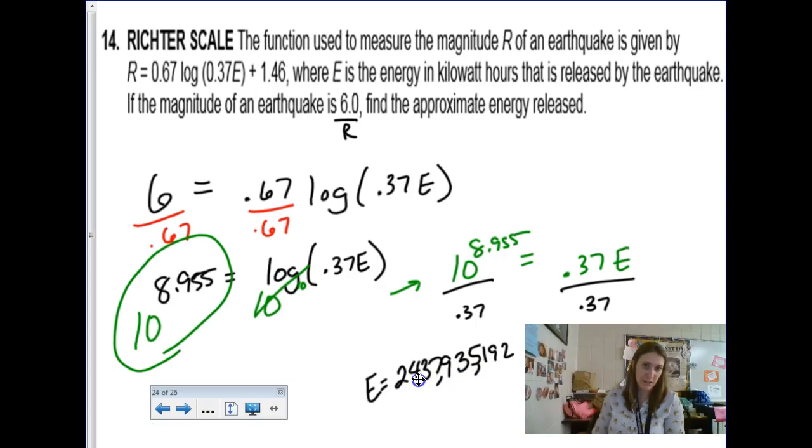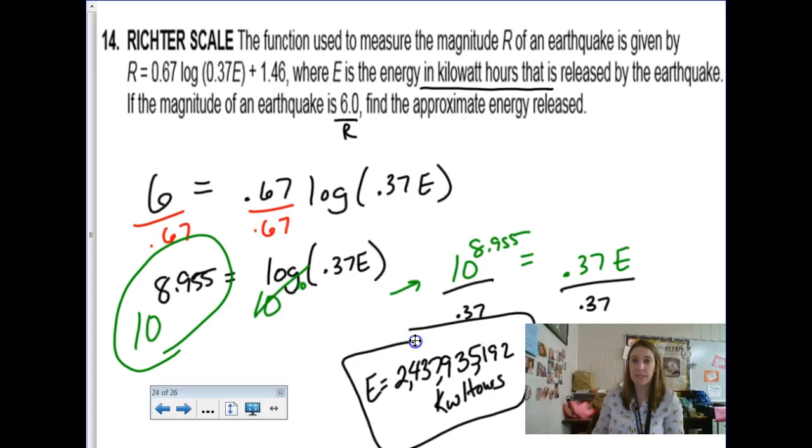Lovely. And I don't really know the label for the energy here. Oh, yes, I do. Kilowatt hours. Okay. Sounds like a lot. I'm not real sure. I'm not a seismologist or whatever they call those people.